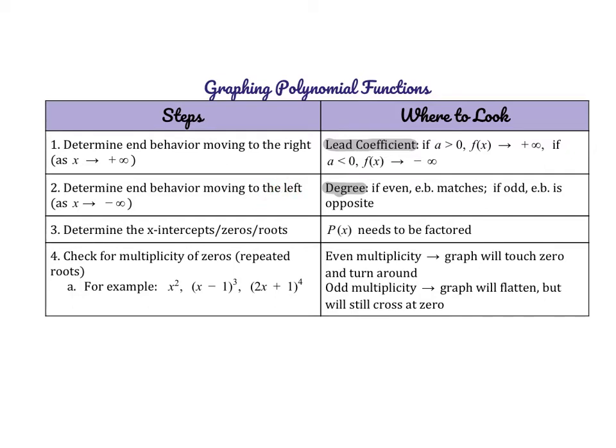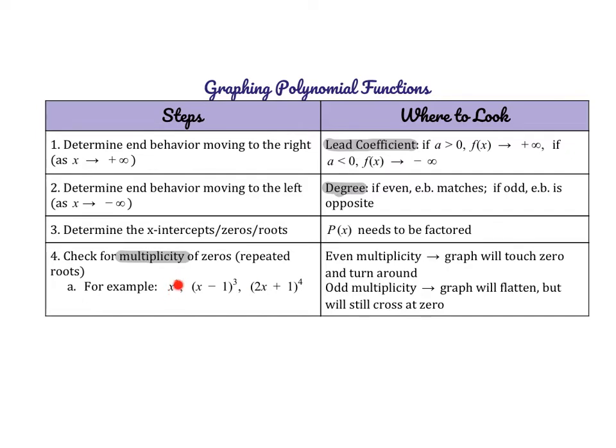So we need to know kind of what's going on in between. So that we're going to be determining the x-intercepts, zeros, or roots. So those are all different words for x-intercepts that you might see. So to find the x-intercepts, we do need to make sure that our polynomial is completely factored, and then we just plot those points. And then the last thing we need to do is check for what is called the multiplicity of your zero. So this is going to be a new term for us. So multiplicity is how many times your zero is repeated. So you're really looking for repeated roots.